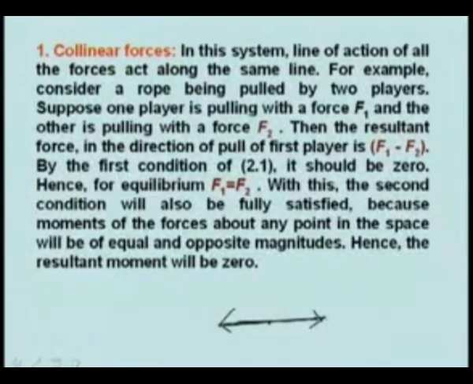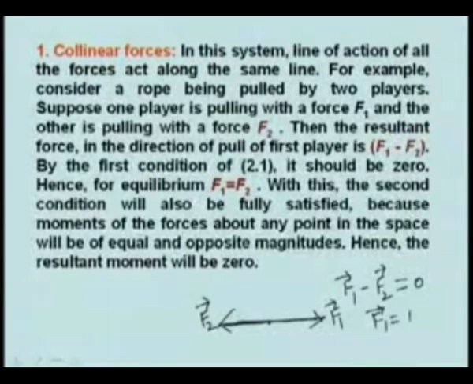So, it is collinear. Now, this force may be F1, this may be F2, then the resultant force in the direction of pull of the first player is F1 minus F2. F1 minus F2 is the resultant force. It should be 0. Hence, for equilibrium, F1 is equal to F2. With this, the second condition, that the moment should also be 0, is fully satisfied, because the moment of the forces about any point in space will be of equal and opposite magnitude. Suppose you take the moment about this point also, then also it is equal and opposite, hence the resultant moment will be 0.